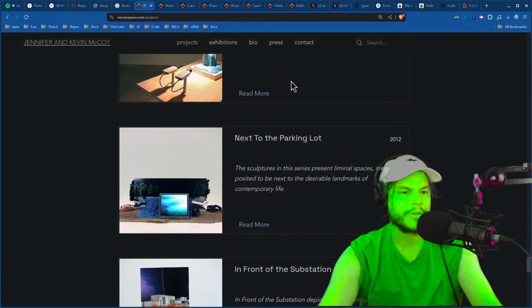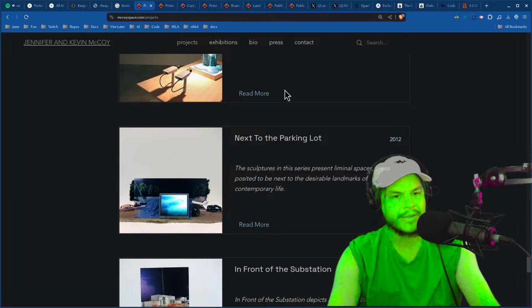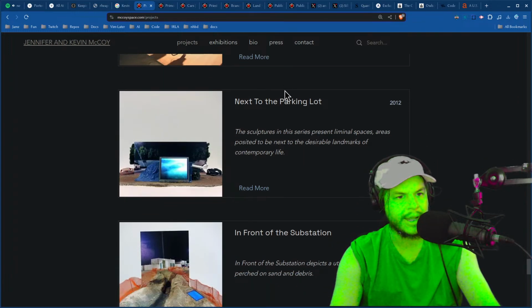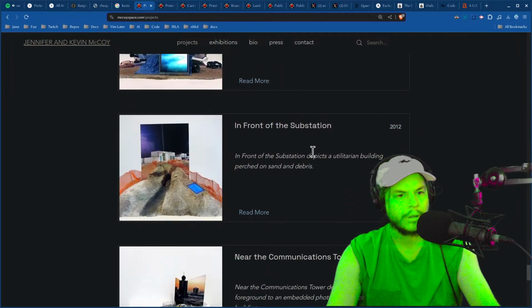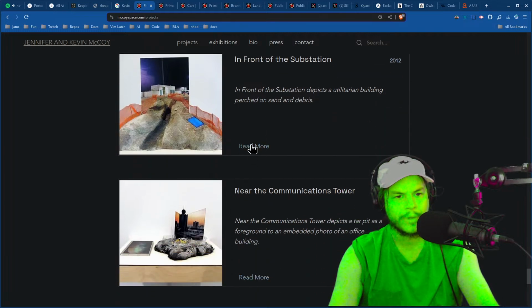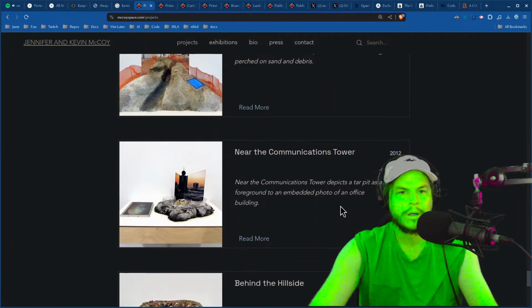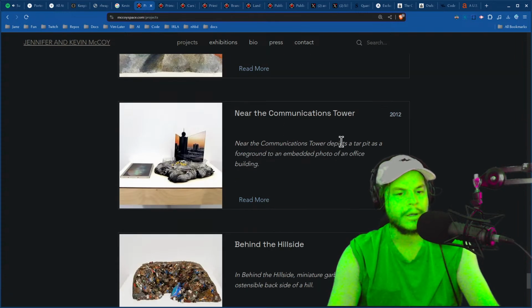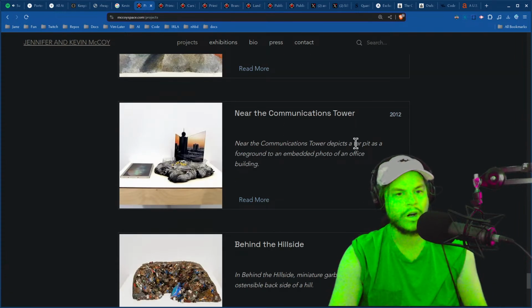Next to the parking lot, the sculptures in the series present liminal spaces, areas posited to be next to the desirable landmarks of contemporary life. In front of substation depicts a utilitarian building perched on sand and debris. Whoa. Near the communications tower, these little mini worlds they're building. Near the communications tower depicts a tar pit as a foreground to an embedded photo of an office building.